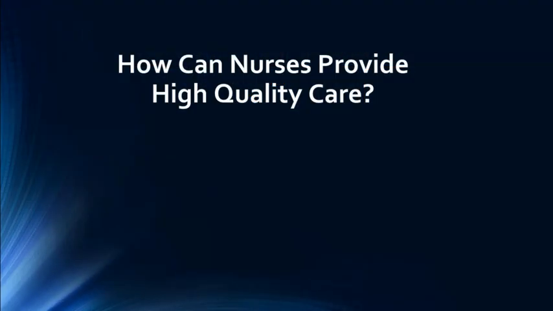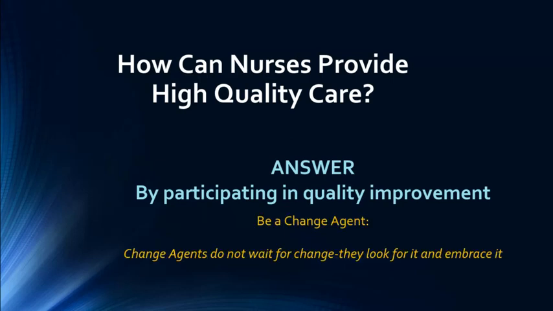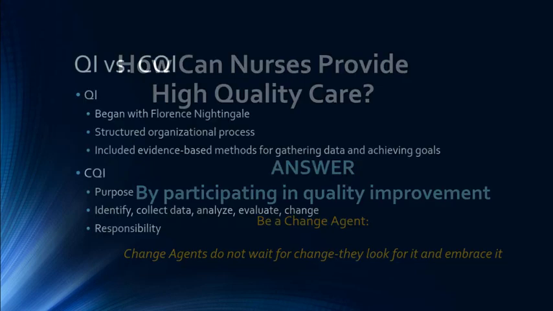How can nurses provide high quality care? What is quality improvement and continuous quality improvement? Answer: by participating in quality improvement. Be a change agent. Change agents do not wait for change, they look for it and embrace it.